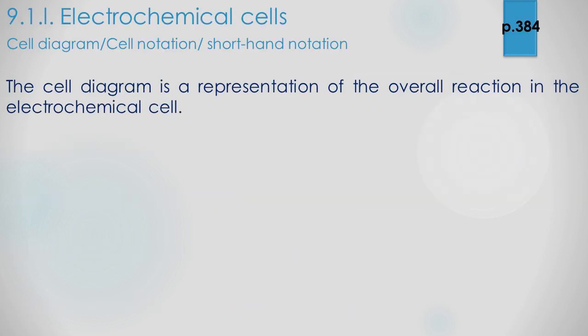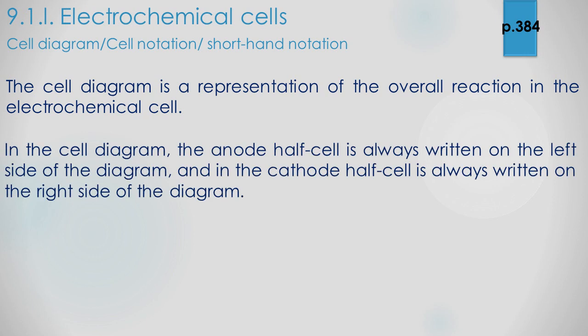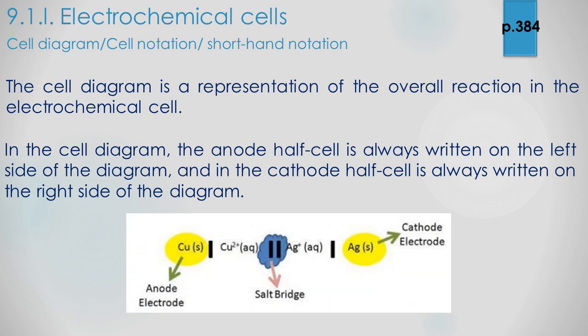So the cell diagram is a representation of the overall reaction that's taking place in an electrochemical cell. We can refer to it as cell diagram, cell notation, shorthand notation, it's the same thing. The anode is always written to the left, the cathode is always written to the right of the cell diagram. So you start with the anode and you end up with the cathode.